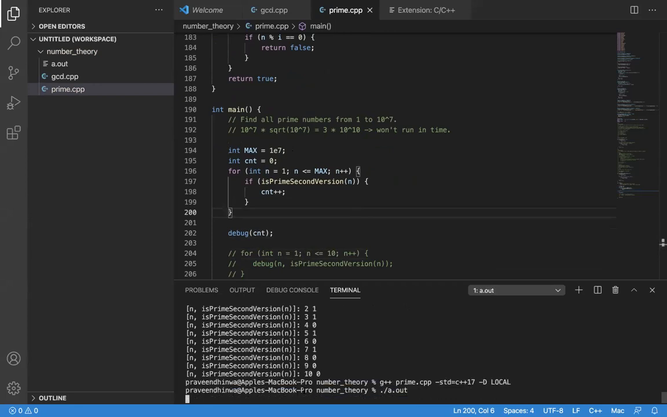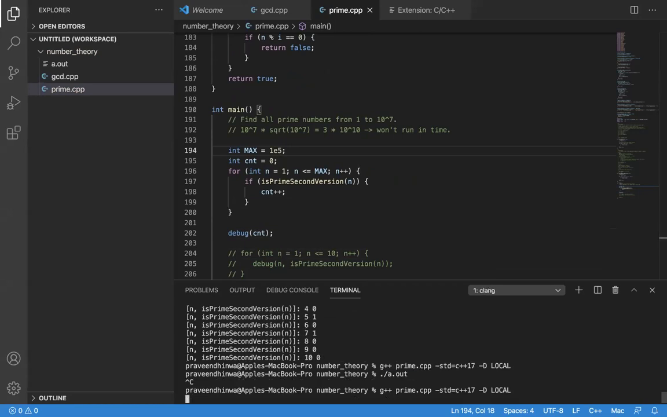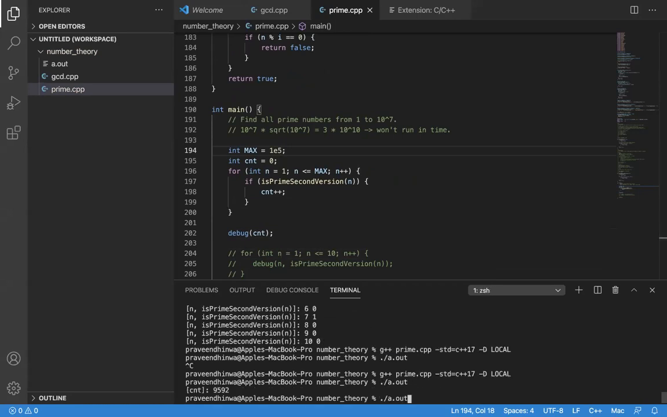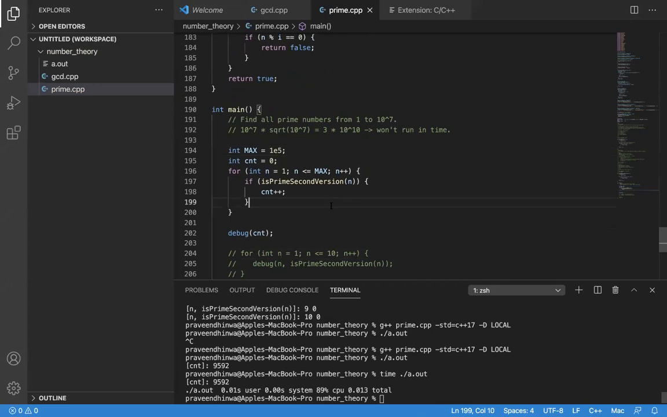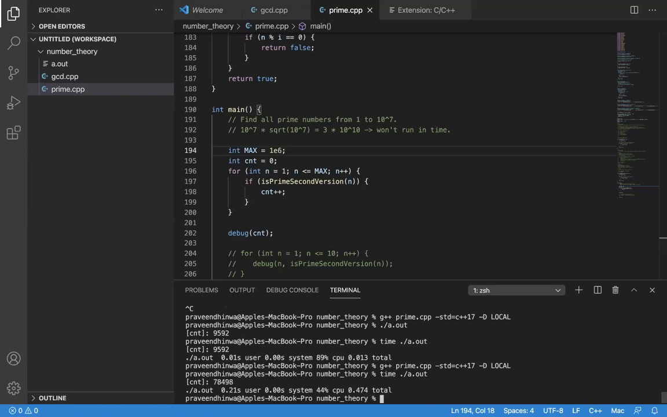So this one is taking a lot of time. Let's try running the same program from 1 to 10 power 5. This one runs pretty quickly. It says that till 10 power 5, there are 9,000 prime numbers. Okay, let's try 10 power 6. It's saying there are 78,000 prime numbers. This took slightly more time.